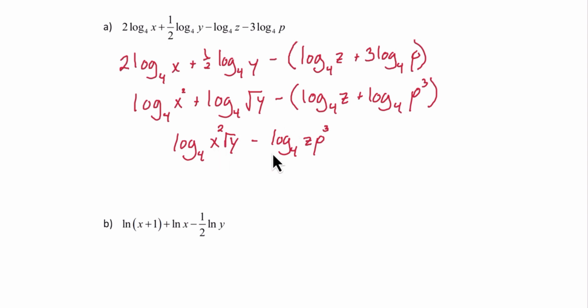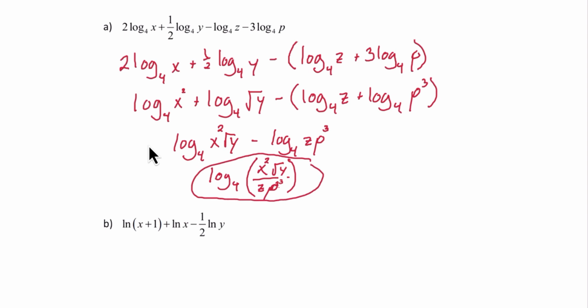And now we have a difference of logs. To condense this, we will make those arguments a quotient. Log base 4 of x squared square root y divided by z p cubed. And now we have a single logarithm.